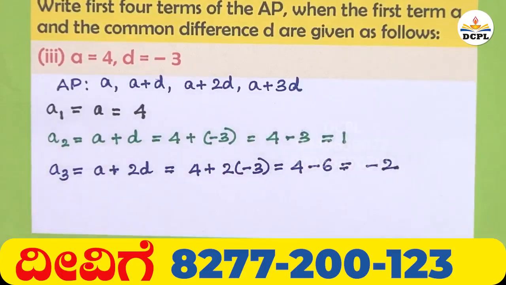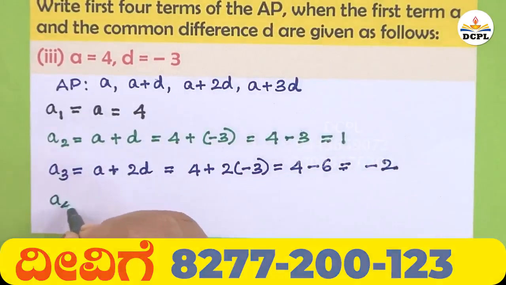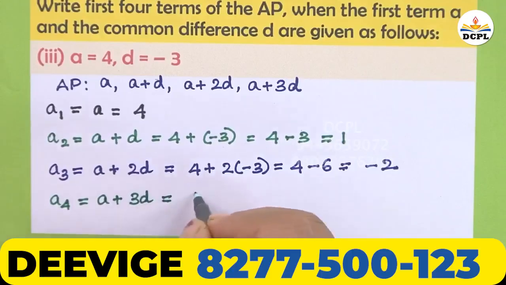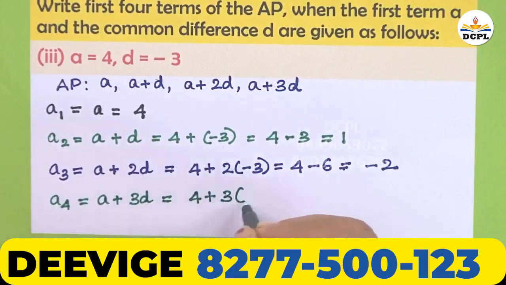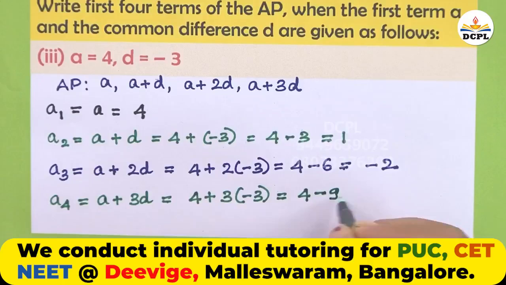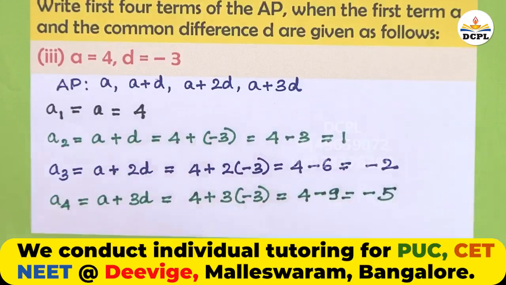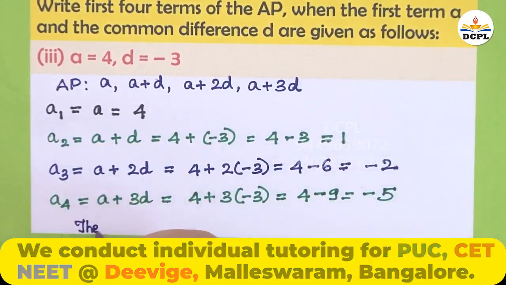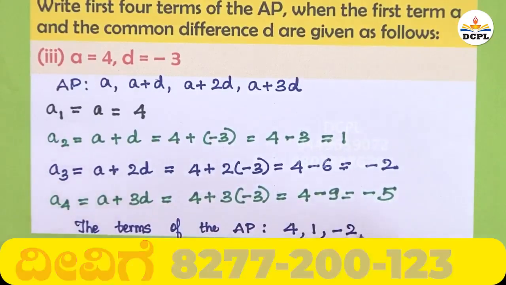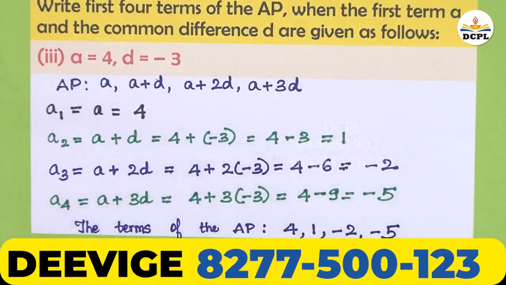So the last term of this sequence is A4, which is A plus 3D. So here again 4 plus 3 into minus 3. So this is given by 4 minus 9, which is going to give me minus 5. So now we can conclude by saying that the terms of the AP are 4, 1, minus 2 and minus 5.